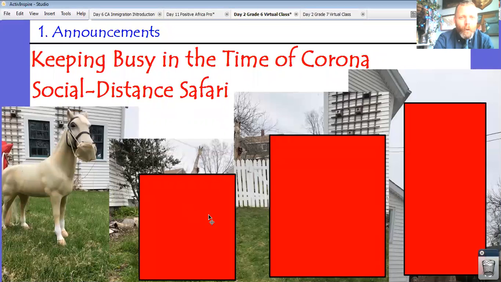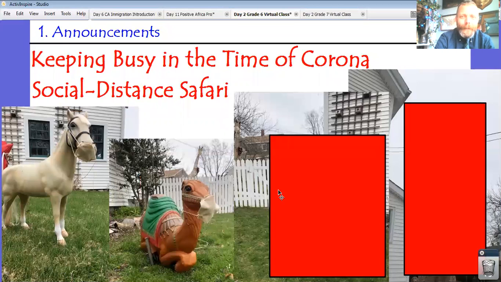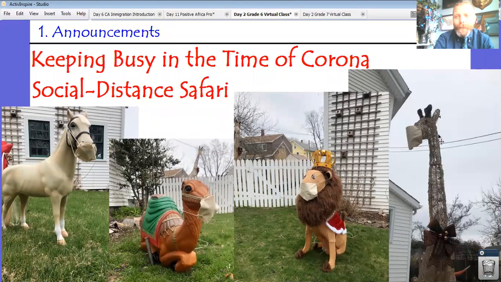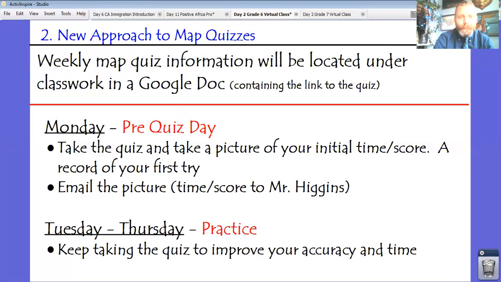There's my horse. There's my camel. Oh, there is the lion. And finally, there is my very tall giraffe. You can see him. He's over there in the corner too. Anyway, as you can see, Mr. Higgins has too much free time on his hands, and maybe he's going a little bit crazy because of this whole coronavirus thing.